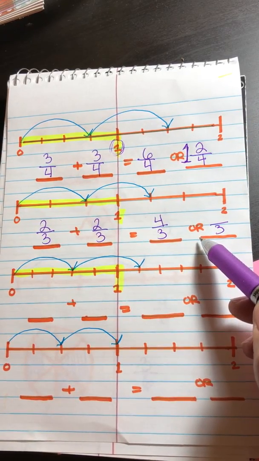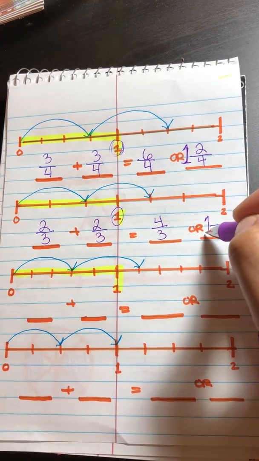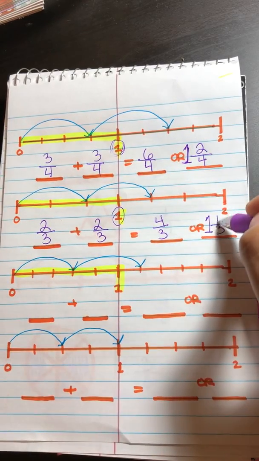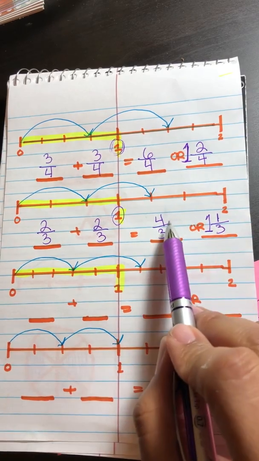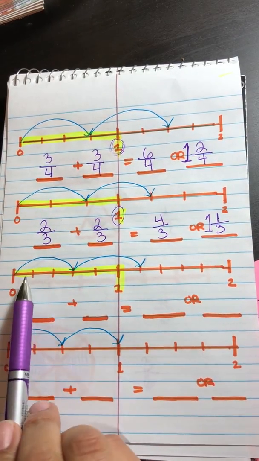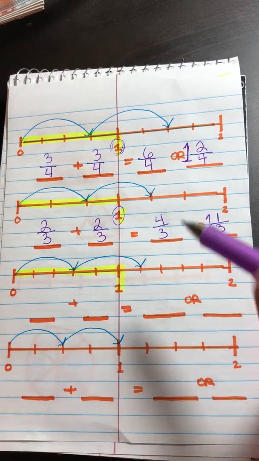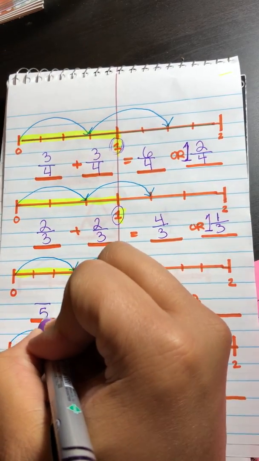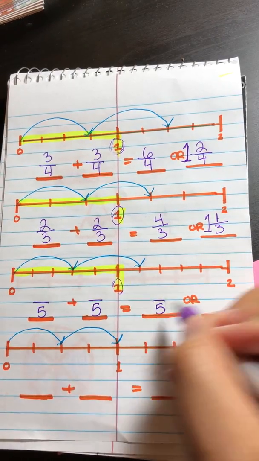Or I could look at it this way. I'm passing the number 1, plus I've got 1 more space. 1 and 1/3 is the same as 4/3. So let's come down here. I've got 1, 2, 3, 4, 5 spaces that get me to the number 1. So my denominator is going to be 5 all the way across.